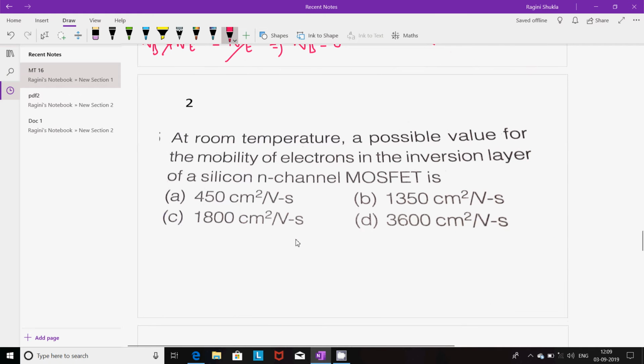Next question. At room temperature, that means T is equal to 300 Kelvin, we have to calculate the mobility of electrons in the inversion layer of a silicon n-channel MOSFET. So remember, this will be equal to 1350 centimeter square per volt per second. Always remember, for a silicon n-channel MOSFET, the mobility of electron is 1350.